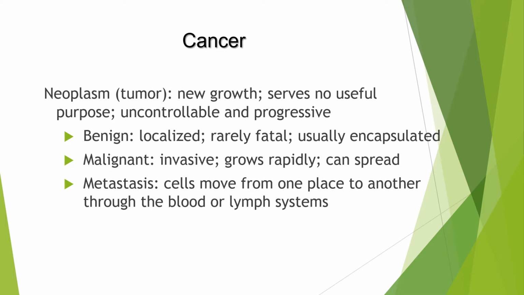First, some terms. A neoplasm, or tumor, is a new growth that serves no useful purpose. The growth is uncontrollable and progressive. A benign tumor is something that is localized or grows in one location. It is rarely fatal, and usually the body's self-defense or immune system has encapsulated it. On the other hand, a malignant tumor is invasive. It grows rapidly and can spread. When cancer metastasizes, this is where the cells move from one place to another through the blood or lymph systems.